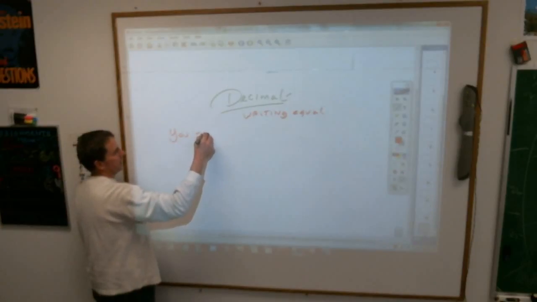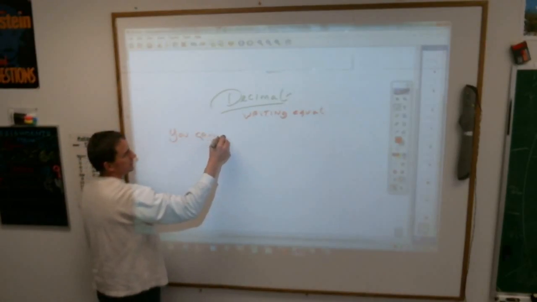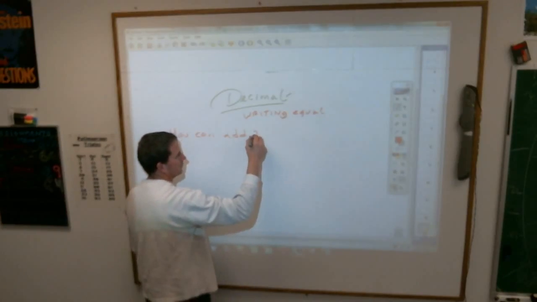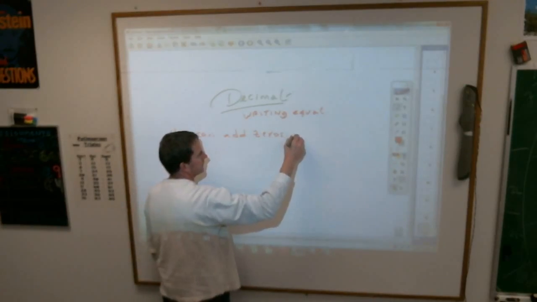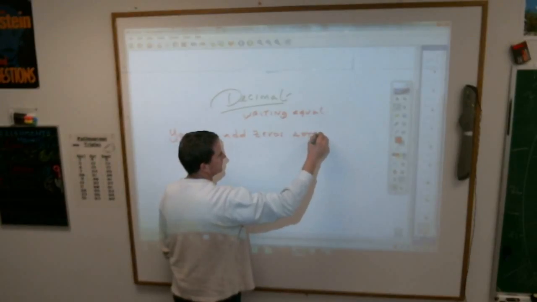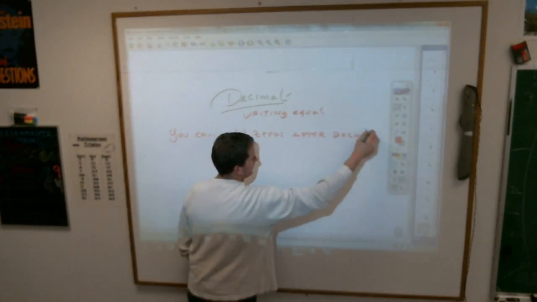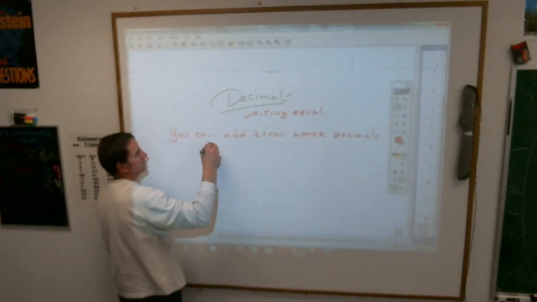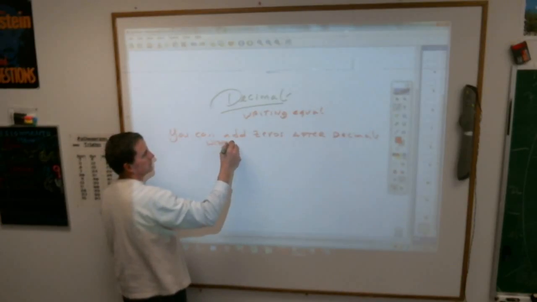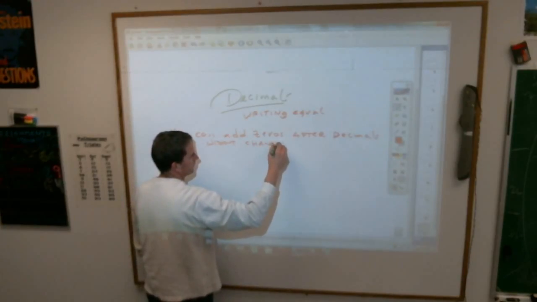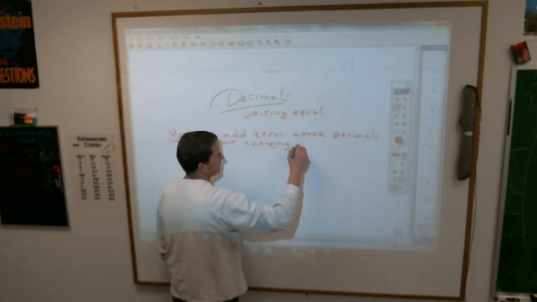You can add zeros after decimals without changing how much it is.